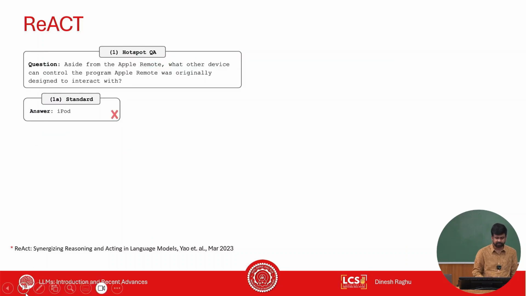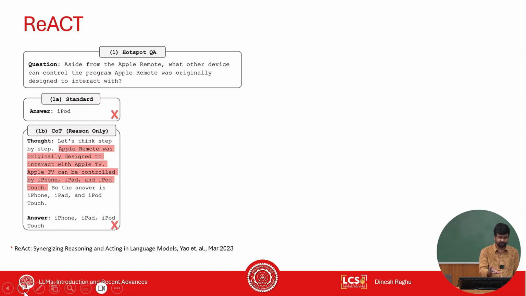So one such example of a HotpotQA question is: aside from Apple Remote, what other device can control the program Apple Remote was originally designed to interact with? So first we need to figure out what is the program that Apple Remote was originally intended to interact with, and then find what are the ways in which people can interact with that particular program, and then figure out the alternative, right? So if you use an LLM and just ask it to answer, then here it says iPod, right? And of course it's not the right answer.